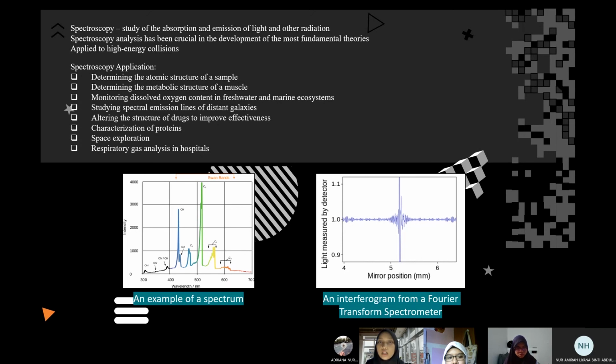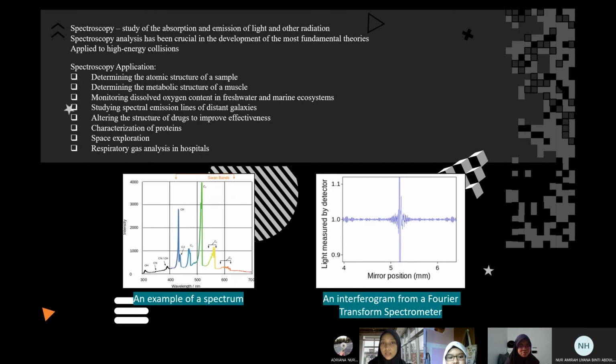Fourier transform spectroscopy also is a measurement technique, whereby spectra are collected based on measurements of the coherence of a radiative source. Okay, these are some applications of spectroscopy.